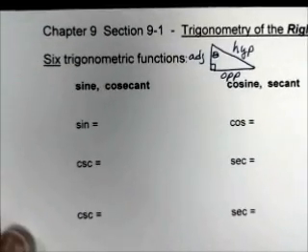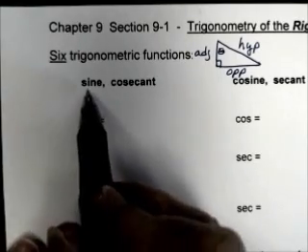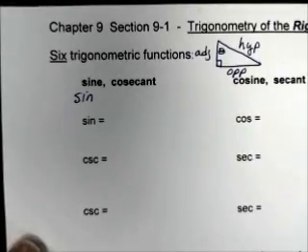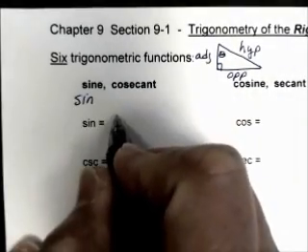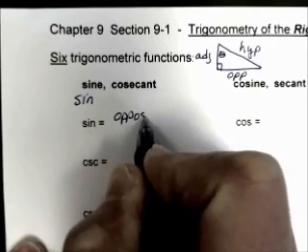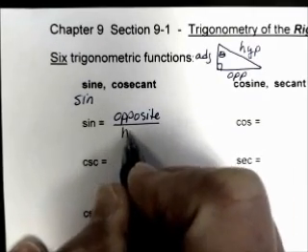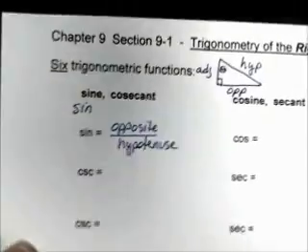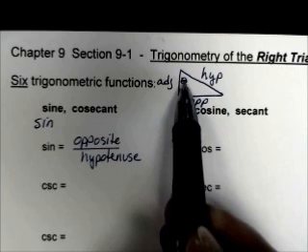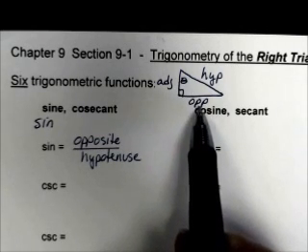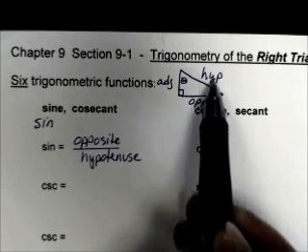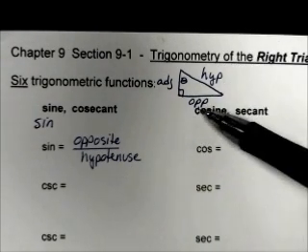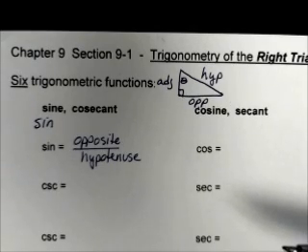Okay. So sine, our first trig function, which is abbreviated SIN, is equal to opposite over hypotenuse. So if we were asked for the sine of angle theta here, we would go to the length of the side opposite and then the hypotenuse. So it's the ratio of the side opposite and the hypotenuse of our right triangle.